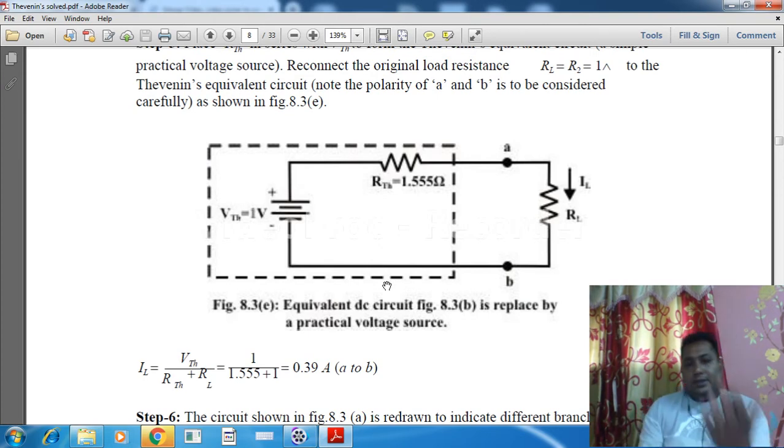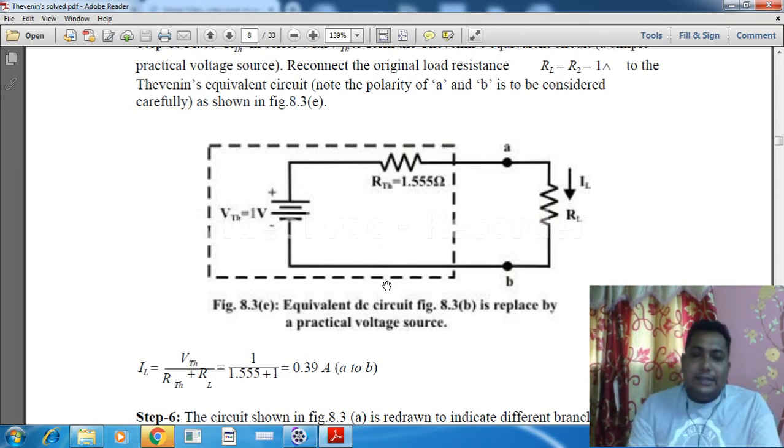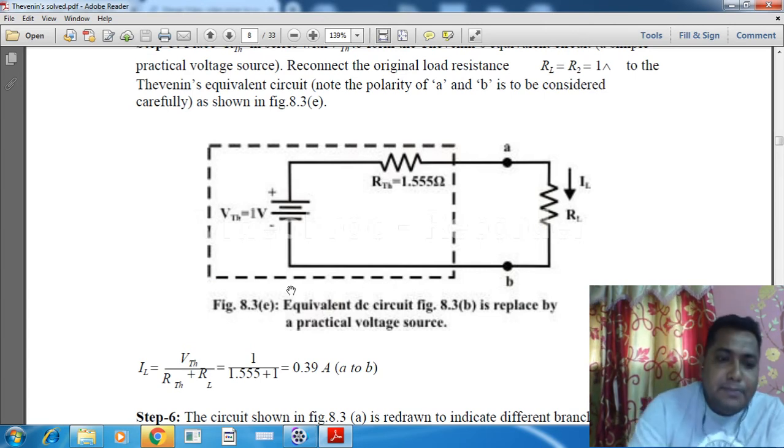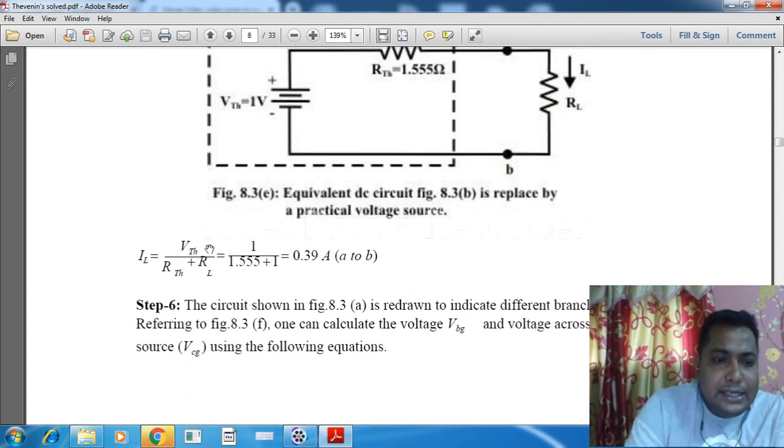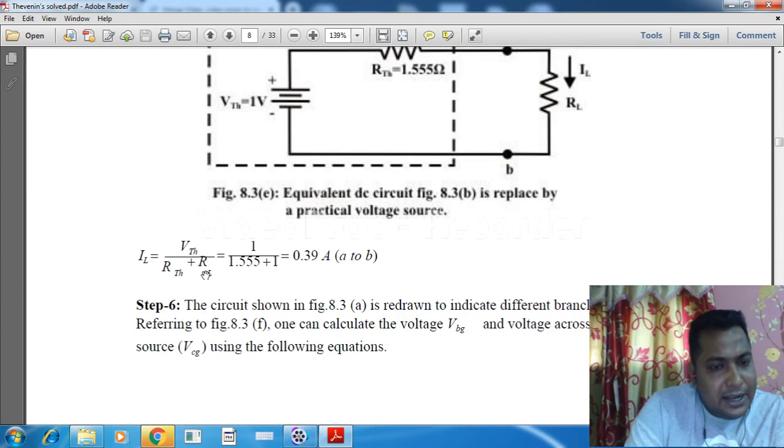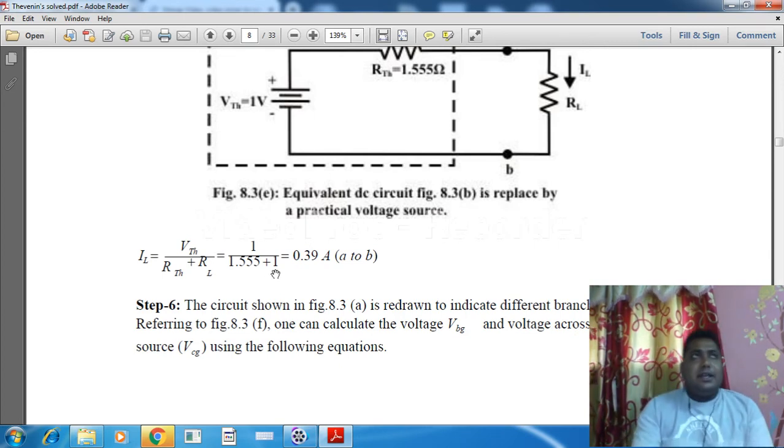Yes, so you can see the circuit. There is a VTH, there is an RTH, and there is an RL. So now in a very simple way we can find out the IL, which is VTH over RTH plus RL. Now these values are given.